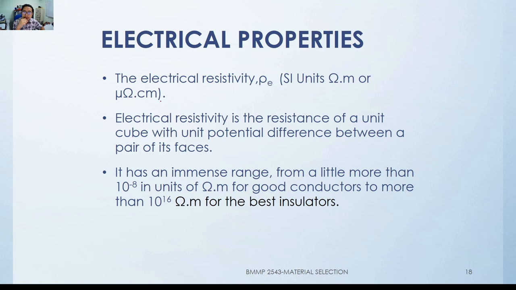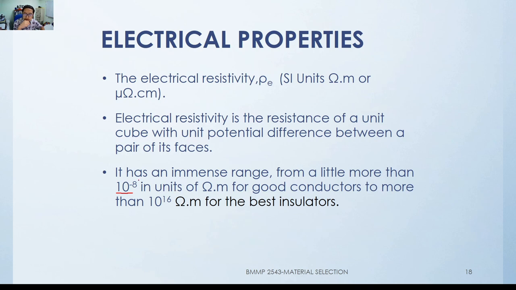And for electrical properties, an important attribute is the electrical resistivity. The SI unit is ohm meter or micro ohm centimeter, and this is the resistance of a unit cube with a unit potential between a pair of its faces, of the same material. It has an immense range of values, from the very lowest at 10 to the power of minus 8 for good conductors, up to 10 to the power of 16 for the best insulators. Again, this is resistivity, not conductivity. If it were conductivity, the values would be vice versa.